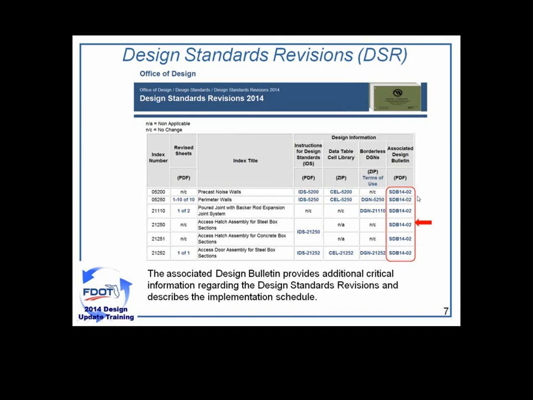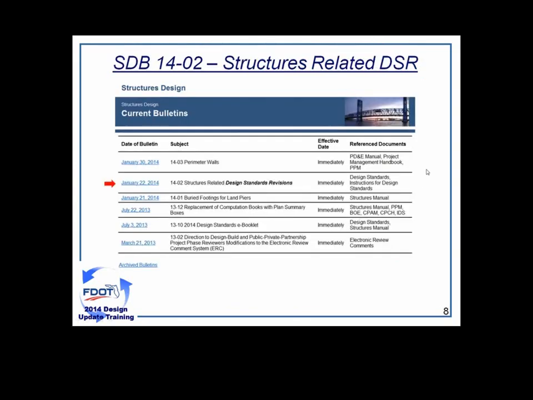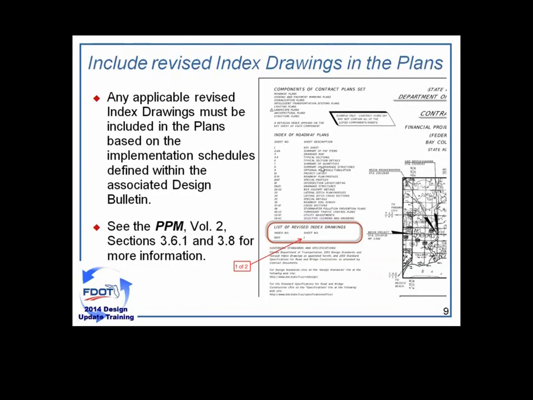Currently, we only have one design standards revision in the structures office, and they will be listed numerically. So right now you can see it's 1402 for all these rows, but they may be separated once we have more revisions. The structures design bulletins are also available on the structures design website under current bulletins. Any applicable revised drawings must be included in the plans based on the implementation schedules defined within the bulletin.